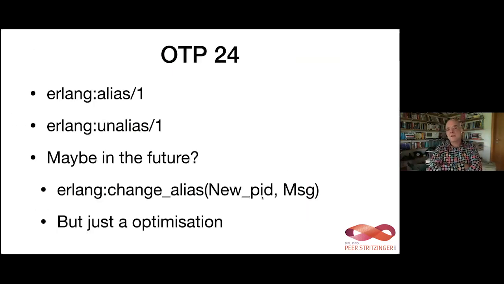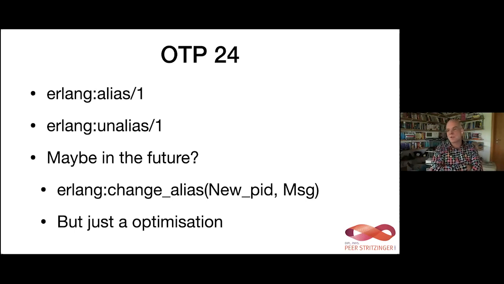So in OTP, just a short shout out for something in OTP 24. There is a new optimization feature called process aliases. You can make an alias for a process which behaves like a PID. You can send it things, but it just routes them through to the initial process. That's an optimization.